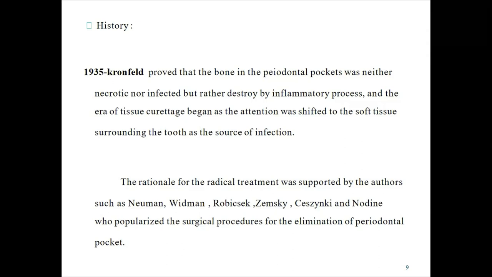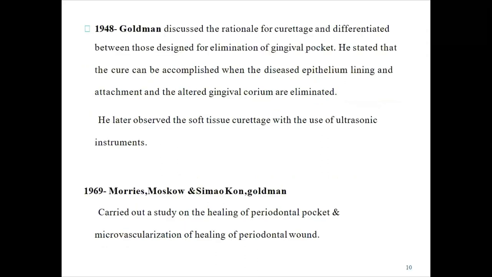And then followed by that, there were many changes, and eventually radical treatment was supported by a few authors such as Newman, Widman, Robicsek, Zentler, Neumann, etc. So it was first Goldman who discussed the rationale of curettage and differentiated between those designed for elimination of the gingival pocket. He stated that the cure can be accomplished when the diseased epithelial lining and attachment and the altered gingival corium are eliminated. And he later observed soft tissue curettage with the help of ultrasonic instruments and its healing consequences.